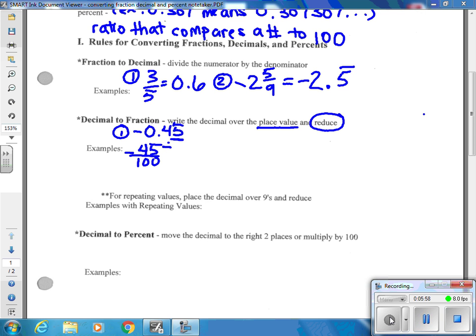So if I divide top by 5 and bottom by 5, whatever you divide each by, it has to be the same number. -45 divided by 5 is -9. And then 100 divided by 5 is 20. 9 and 20 cannot go any lower, so -9/20 is your final answer for this one.